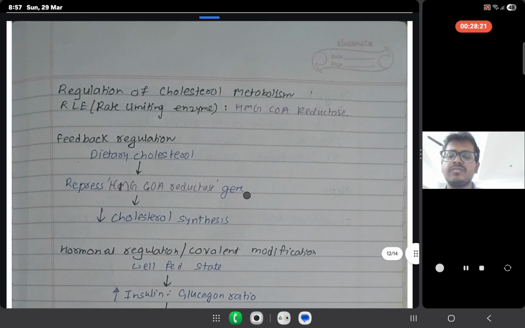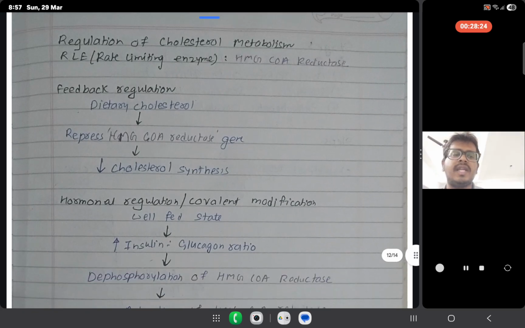So now, regulation of cholesterol metabolism. How can we do the regulation? This is the rate limiting enzyme, HMG coenzyme A reductase. Feedback regulation.